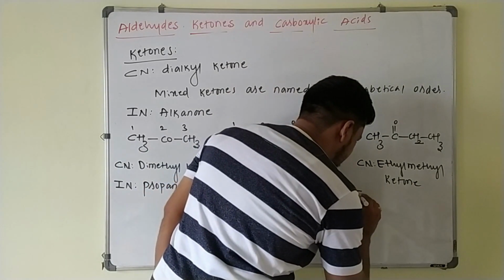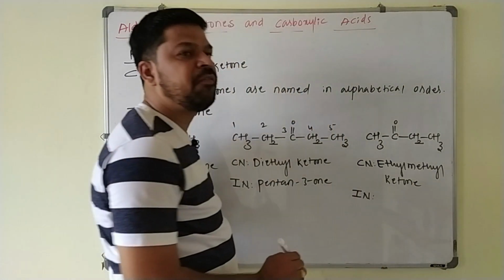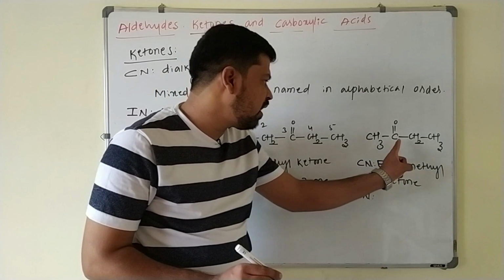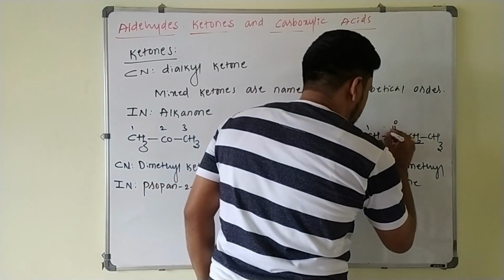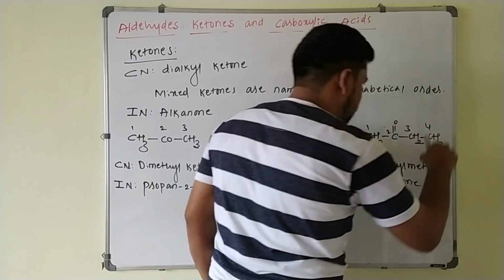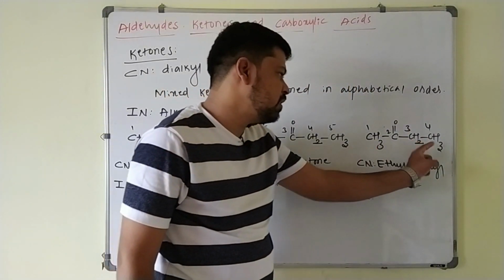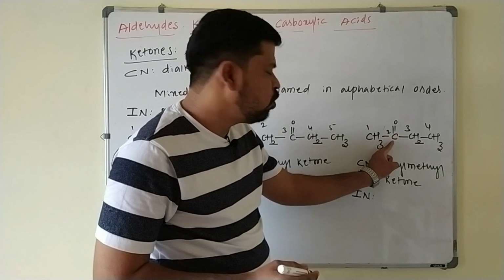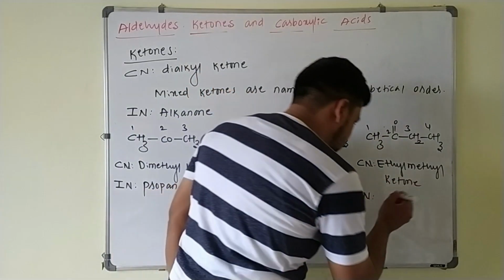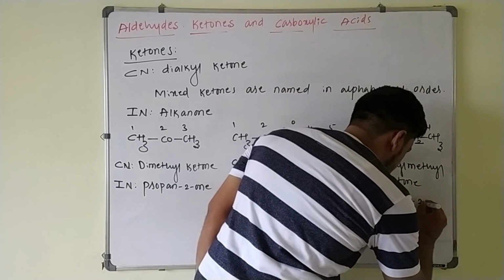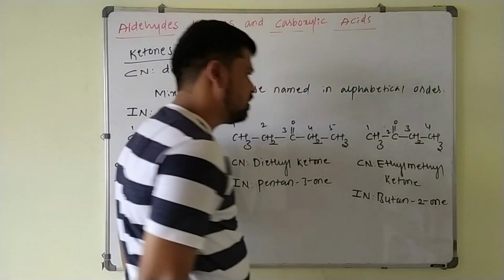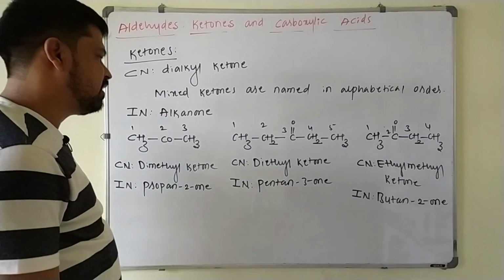What is the IUPAC name of this one? Numbering must be done from the end which is nearer to the carbonyl group. So this becomes 1, this is 2, and this is 3 and 4. Total number of carbon atoms is 4. Butan-2-one it is. Butan-2-one is the IUPAC name of this compound.